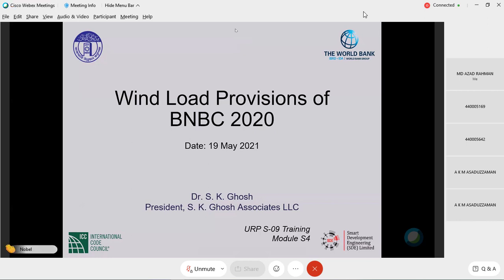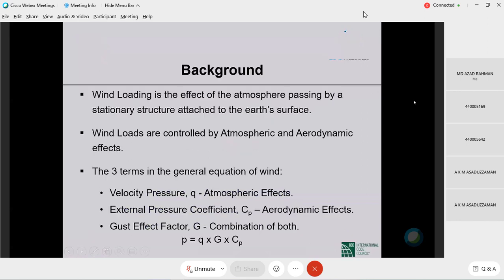So in the beginning, it is background, and some of it you may consider to be elementary. Please bear with me if you think that it is too basic. I think you will relate to it as we go. So the very first thing, wind loading, is the effect of the atmosphere passing by a stationary structure attached to the Earth's surface. As I said yesterday, every structure we put up stands in the way of wind. And because free wind flow is being obstructed by the structure, the wind will do things to the structure.